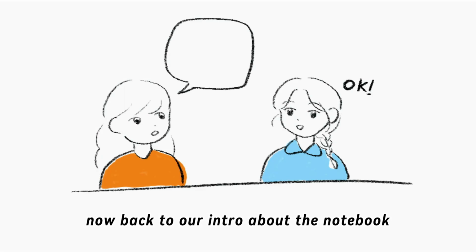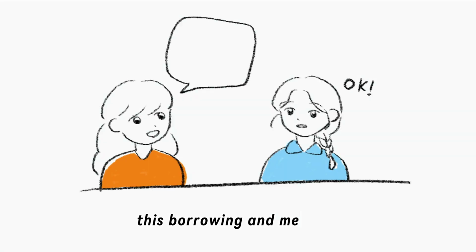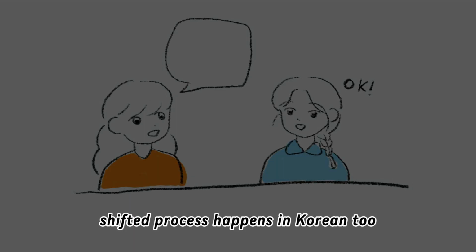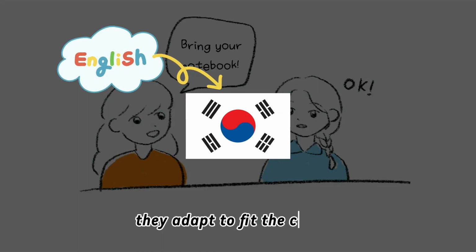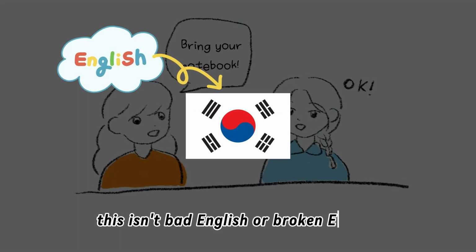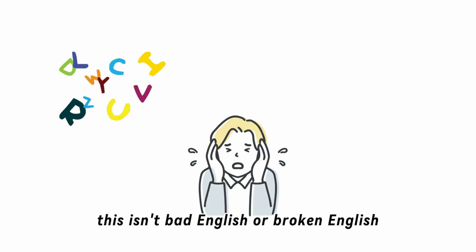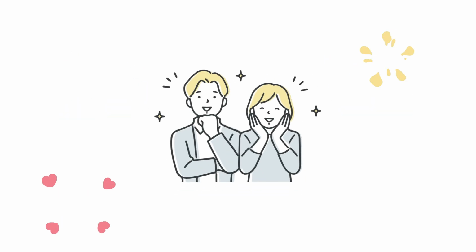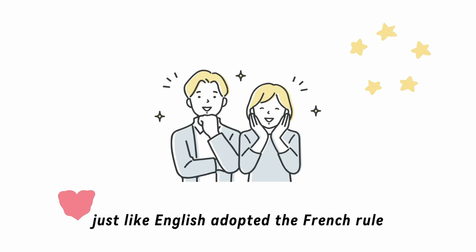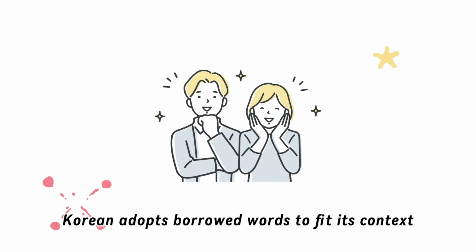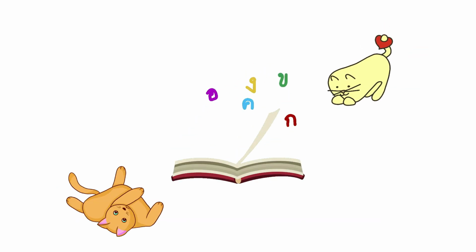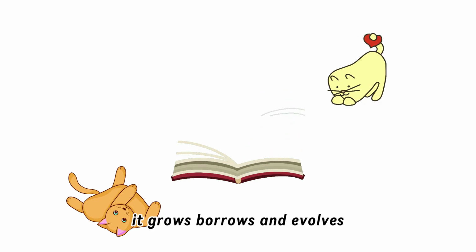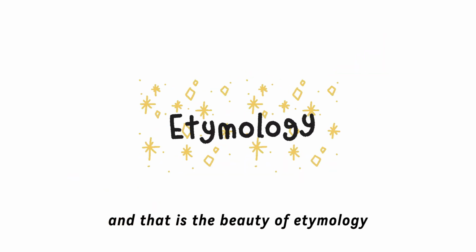Now, back to our intro about the notebook. This borrowing and meaning shift process happens in Korean too. When English words enter Korean, they adapt to fit the culture. This isn't bad English or broken English. It's adaptation. Just like English adapted to French rule, Korean adopts borrowed words to fit its context. So, remember, language never stays still. It grows, borrows, and evolves. And that is the beauty of etymology.